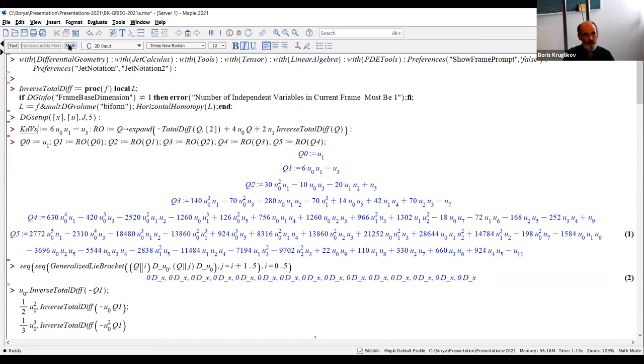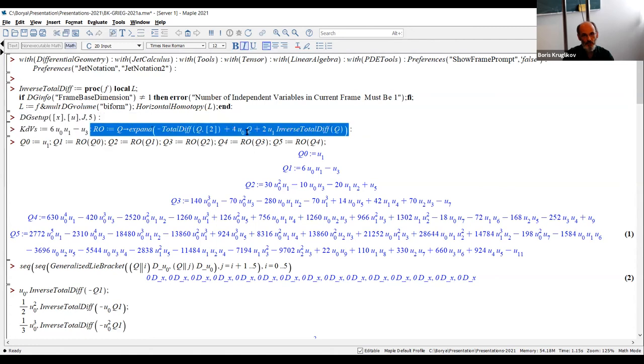Okay, so that's the right-hand side of KDV, right? The notations are the same. U3 means the third derivative by X. That will be the recursion operator, which I showed there. And you see here this D minus one. That's the inverse total derivative, D minus one. That's the total derivative, the usual derivative, okay? So Q, well, QQ is just the mapping.